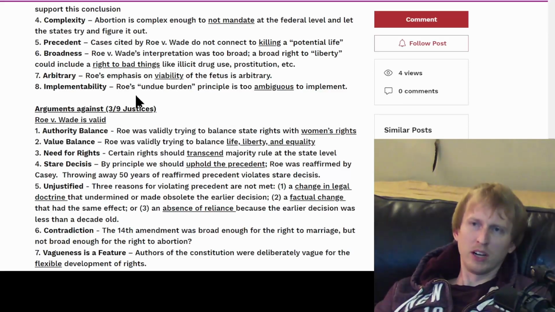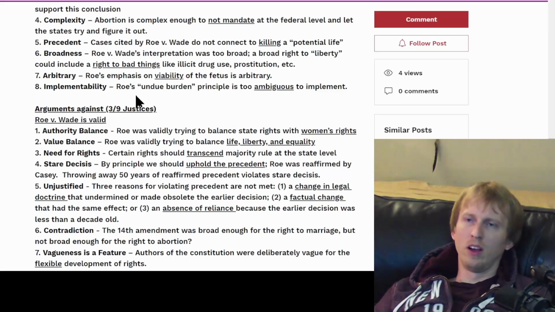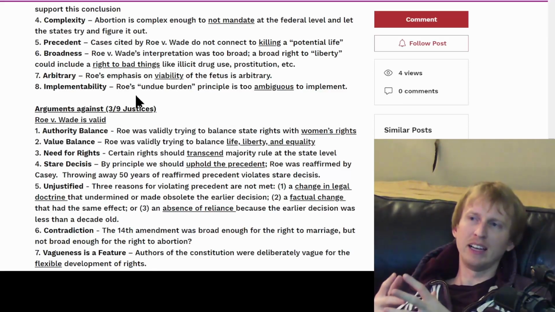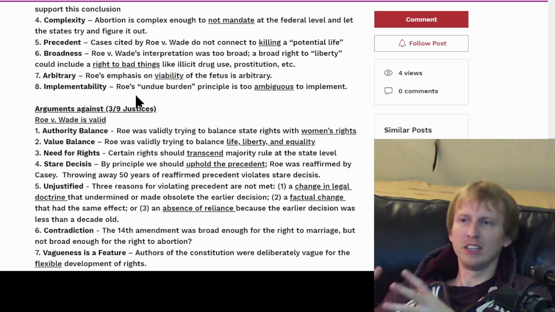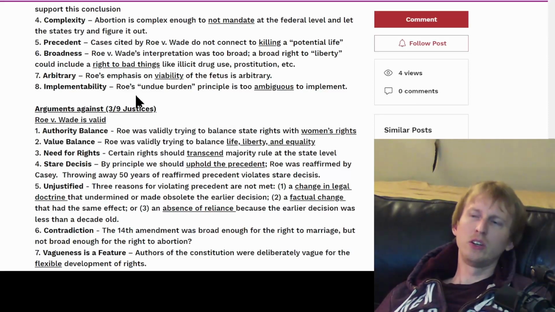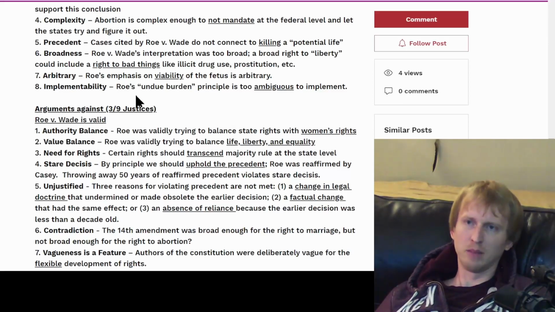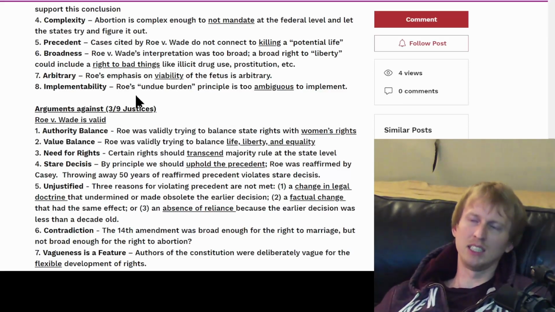Next argument is broadness. The Roe versus Wade interpretation was too broad. Basically, if you interpret liberty in a very broad liberal manner, you could include almost anything under that umbrella. Almost anything could be stuffed into the definition of liberty. It could include the right to do bad things, for example, the right to drug use, the right to prostitution, etc., etc. So too broad is one argument.